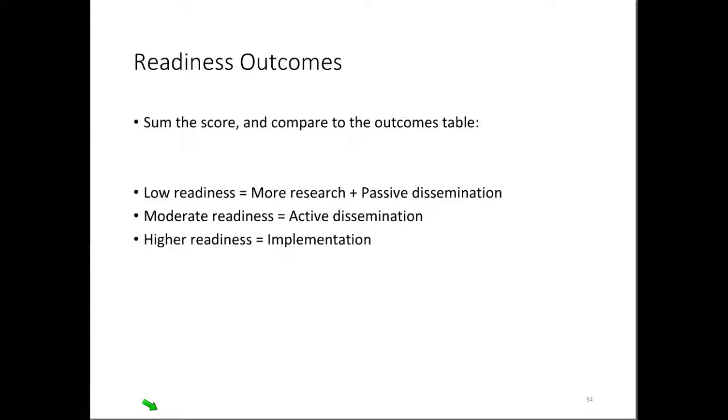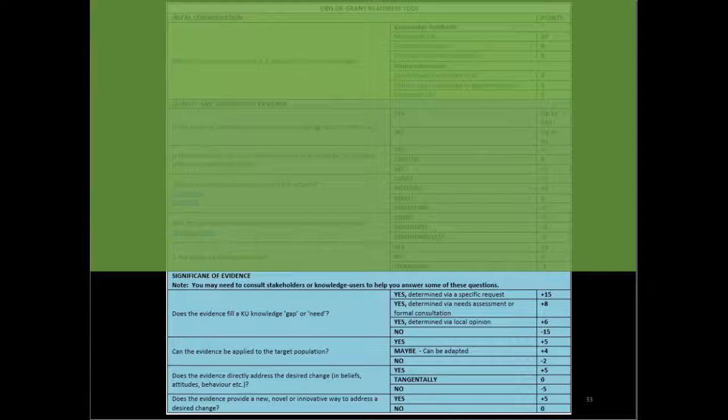So, okay. Travis, we have a question for you before we go on to this slide. Andre asks, can you explain what you mean by determined by local opinion for the question, does the evidence fill a KU knowledge gap or need?